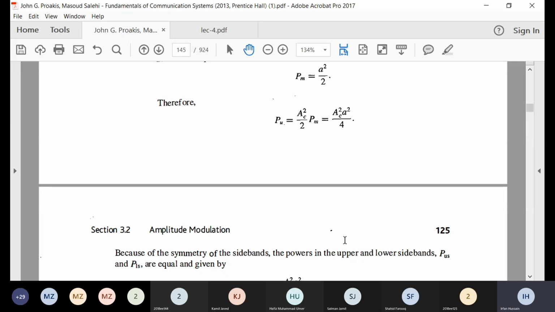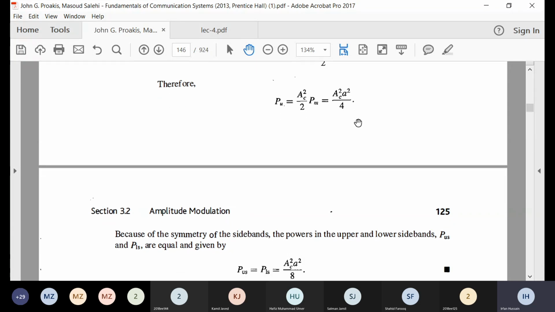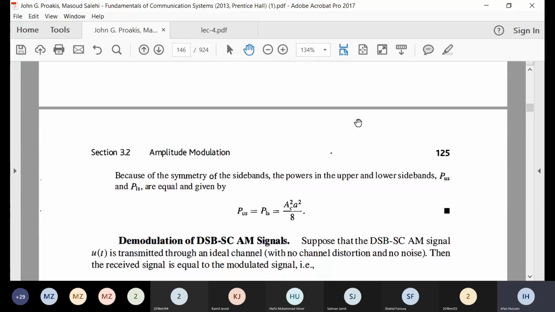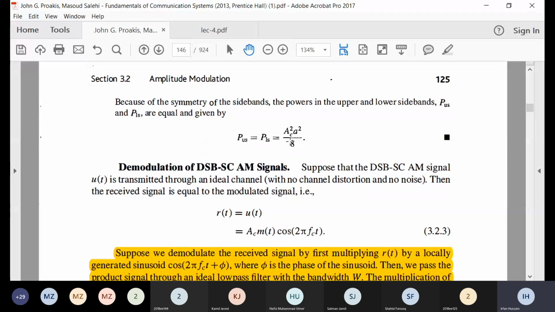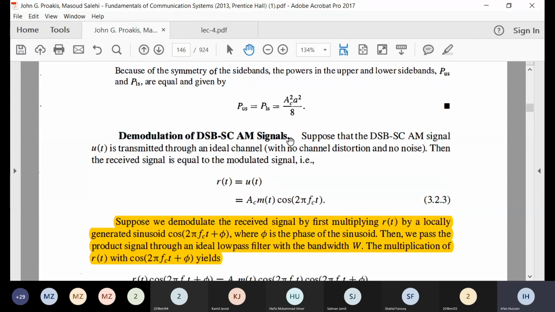Because this is the power of the total signal, the power in the upper and lower side bands, because they are symmetric, you can just divide by 2. So AC square a square over 8 will be the power of the upper side band. Similarly, that will be the same power of the lower side band. Are there any questions you can ask before we go forward?